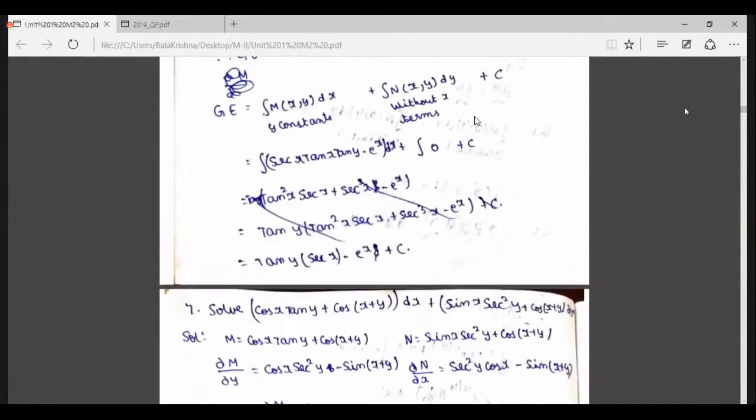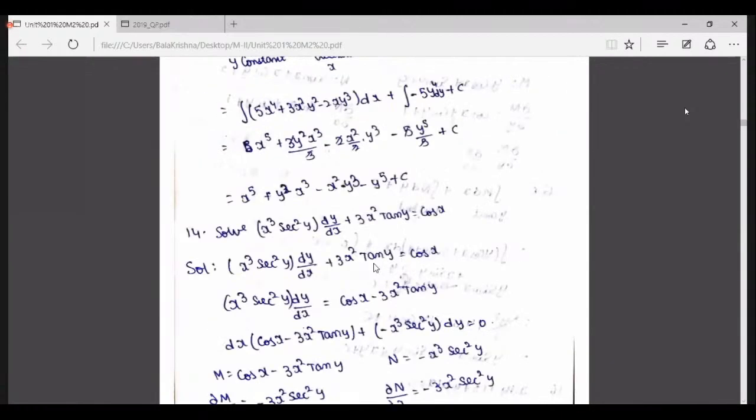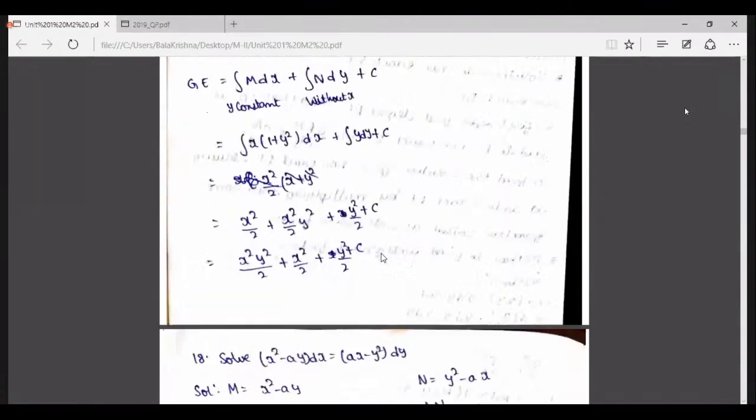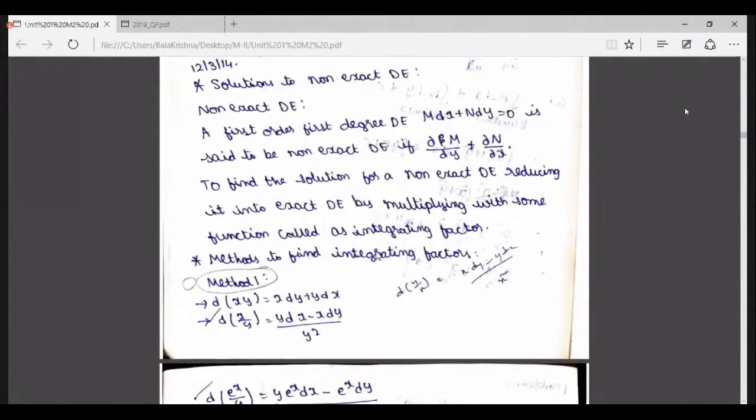Now we'll see the other case, that is non-exact. Okay, so solutions to the non-exact. Suppose the given first order first degree m dx plus n dy is non-exact. That means when you say non-exact, it doesn't satisfy that condition, dou m by dou y is not equal to dou n by dou x.